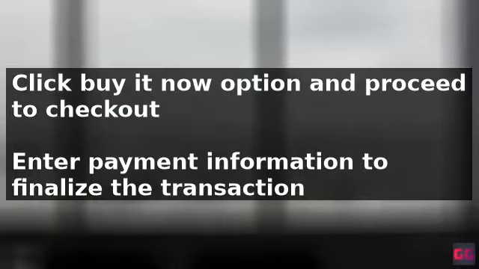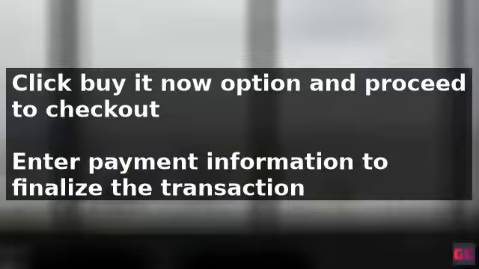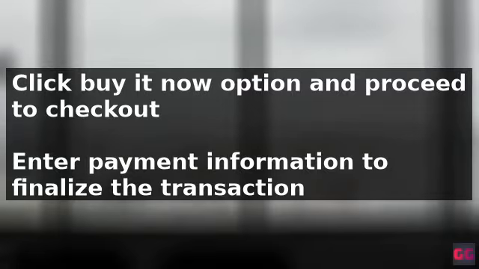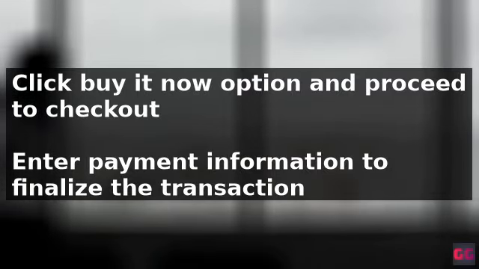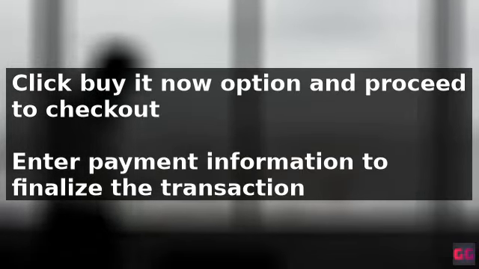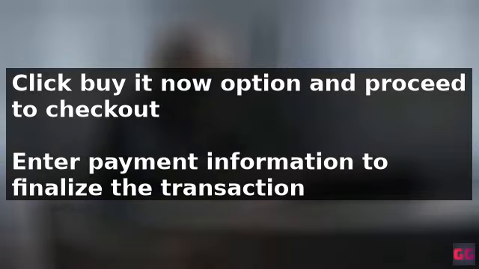To complete your purchase, simply click on the Buy It Now option at the fixed price and proceed to checkout. You'll need to securely enter your payment information to finalize the transaction. By following these steps, you can easily buy a product on eBay.